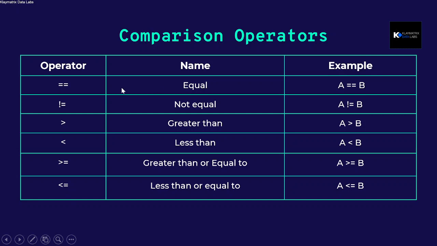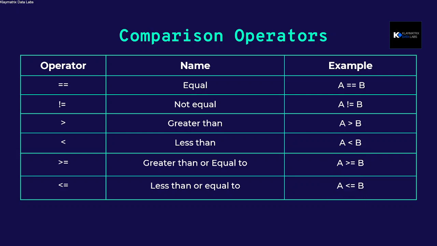So, for example, these are the options. Here we are comparing the values of A and B. Here we are comparing if A is not equal to B. So here A is greater than B, A is less than B, A is greater than or equal to B, A is less than or equal to B.